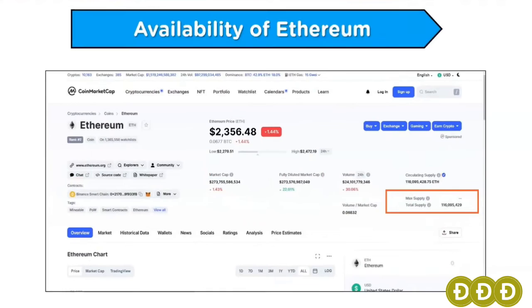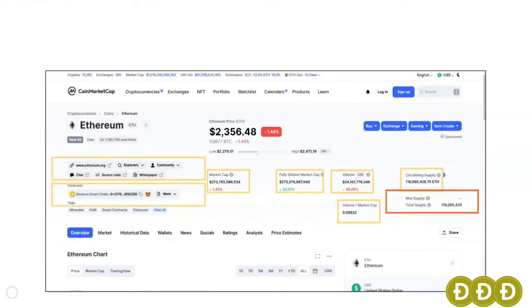Ethereum is no different from Dogecoin and Bitcoin. In this also, you can see the total supply of Ethereum. Also, you can visit the official website, www.ethereum.org, to explore more about Ethereum.